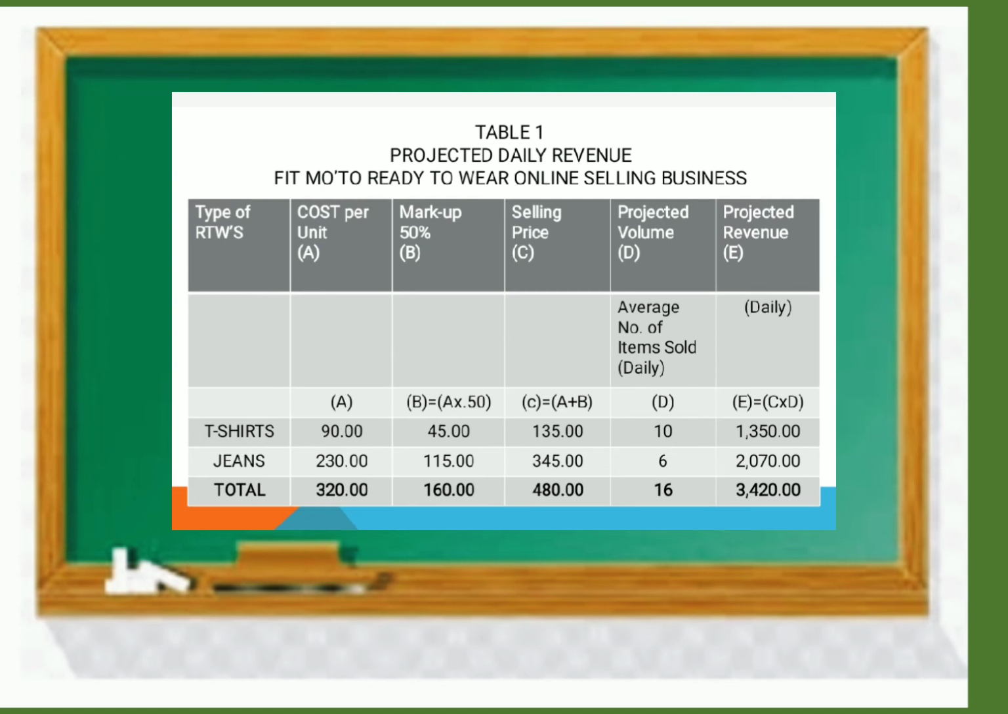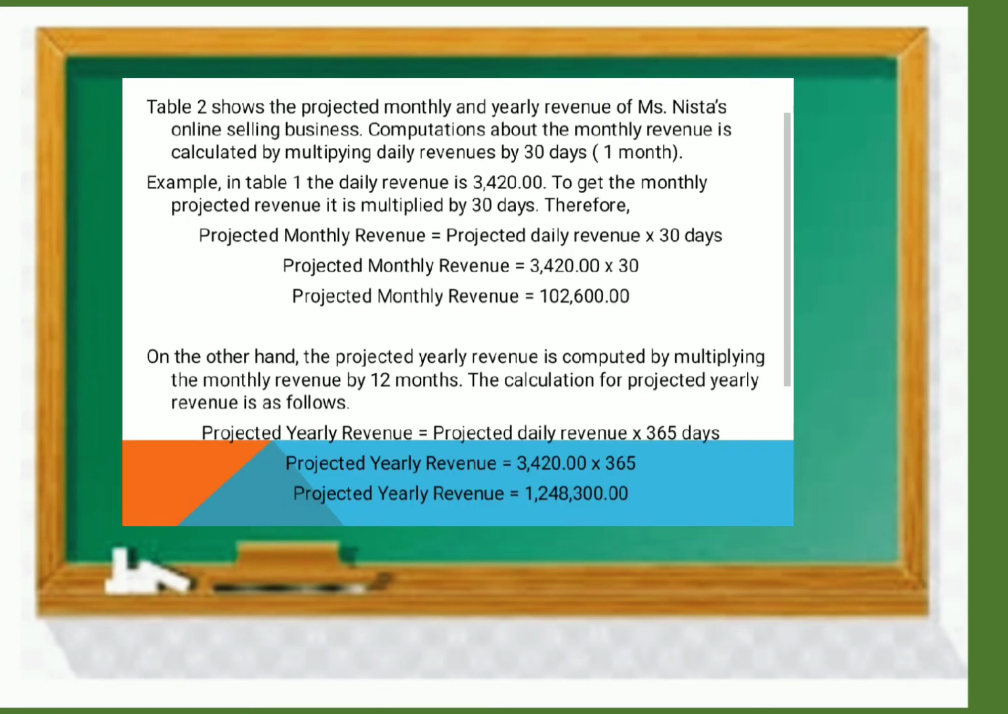Okay? So, next, table 2. So, let's proceed to the table 2. The table 2 shows the projected monthly and yearly revenue of Miss Nita's online selling business. Computations about the monthly revenue is calculated by multiplying daily revenues by 30 days, which is 1 month. So, example in table 1, the daily revenue is 3,420. So, okay, did you follow? To get the monthly projected revenue, it is multiplied by 30 days.